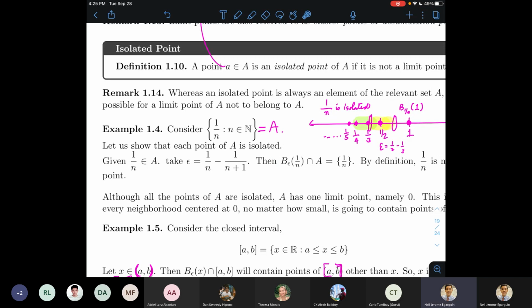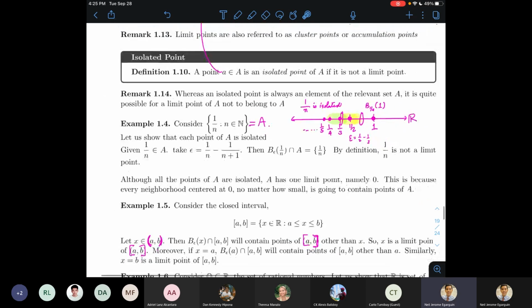Kasi nangyari lang, kapag ito yung epsilon, ang laman lang nung intersection na to is 1/n. Kasi hindi niya mahagip yung nearest neighbor na 1/n plus 1. Okay. So that is sufficient to conclude that 1 over n, which is an arbitrary element of A, is an isolated point, thus making all points in A an isolated point. All right?